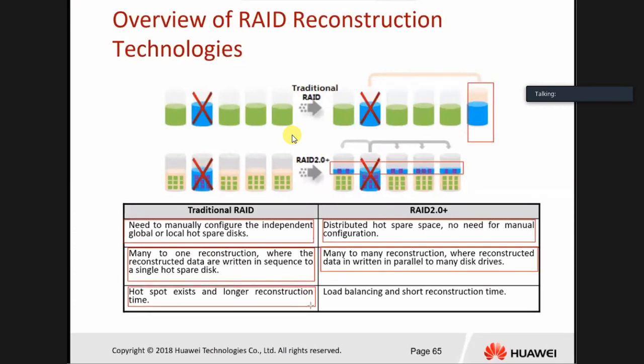Lastly, in traditional RAID a hotspot exists and the reconstruction time is longer, because all of the data needs to be reconstructed on one single disk, one by one. Whereas in RAID 2.0, your reconstruction will be balanced among all the disks and the reconstruction time will be shorter, because each disk just does part of the job. You do 20%, I do 20%, then you do 20%. Everyone does a little bit, so the reconstruction will be faster because they reconstruct concurrently, at the same time. So this is the RAID reconstruction technology.